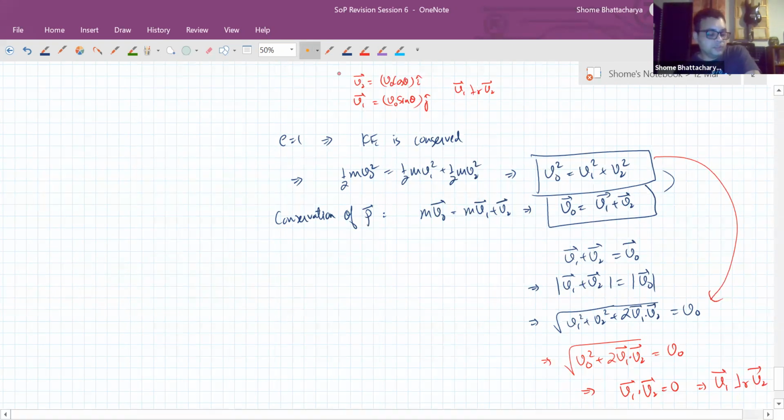oblique collision between two bodies. So with this, we will conclude the session today.